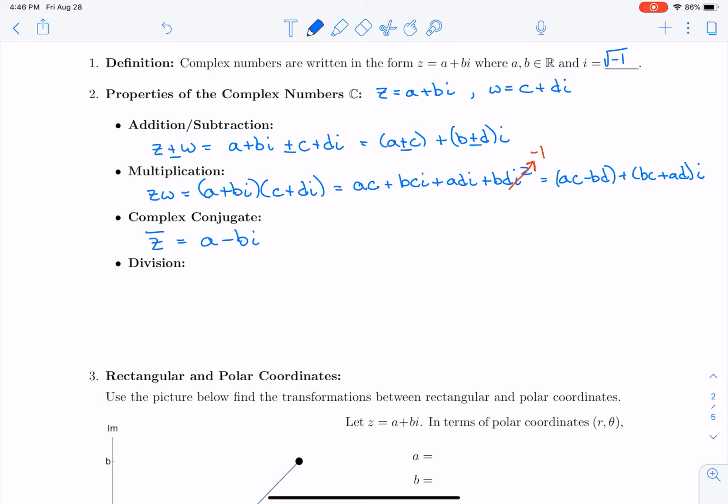So, can I take z and divide it by w? Well, that's going to be a plus b times i divided by c plus d times i, and it's not immediately apparent that we can split this up into a real part and an imaginary part. So what I'm going to do is multiply the top and the bottom by the complex conjugate, c minus di.